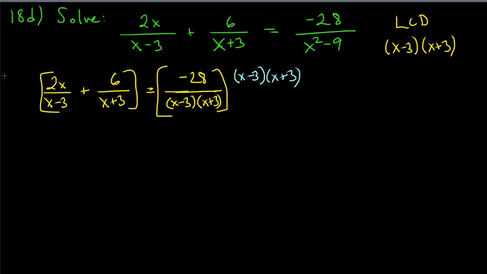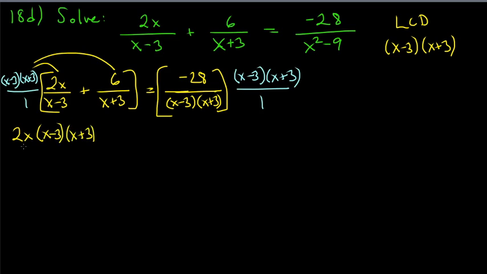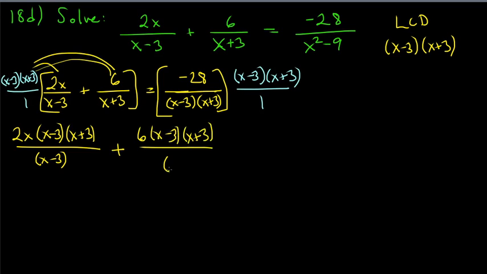So that's the left side. On the right side, I'm going to have to squeeze that in here, just enough space. So remember, we're only multiplying the numerators by the LCD, not the denominators. We still have to distribute on the left here, so that gives us 2x times x minus 3 times x plus 3, all over x minus 3. You can already see what's going to cancel here, but let's not get ahead of ourselves. We'll do that later. Plus 6 times x minus 3 times x plus 3, all over x plus 3.